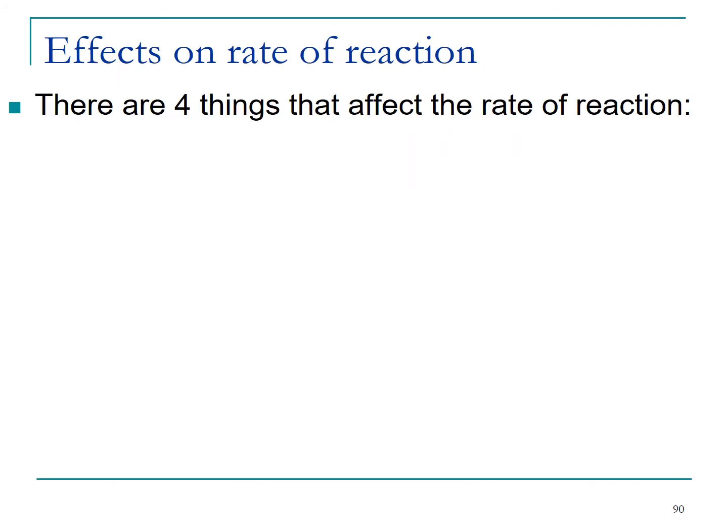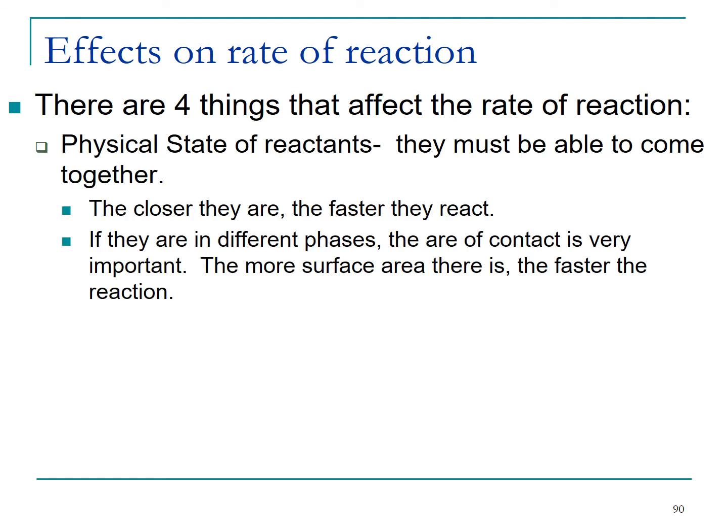All right, so what are 4 things that affect the rate of reaction? And we talked about these a little bit. The physical state of the reactants. First of all, they need to be able to come together. So the closer they are, the faster they react. If they're in different phases, the amount of contact between them is very important.